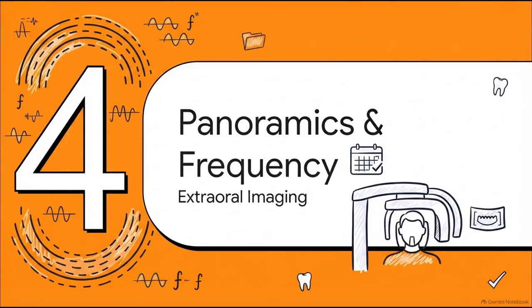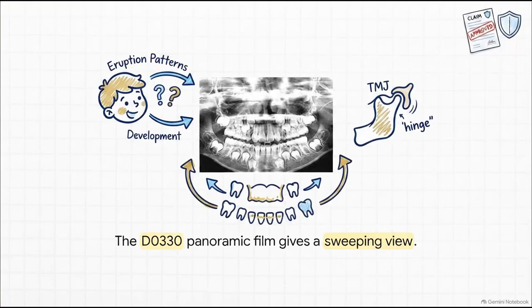Moving right along to Section 4, Panoramics and Frequency Rules. So here we have the D0330 panoramic film. Now, unlike the intraoral images we've been talking about, the panoramic is extraoral. It captures this huge, sweeping, wide view showing the entire maxilla, the mandible, the dentition, the TMJ, and all the surrounding structures in just one shot.